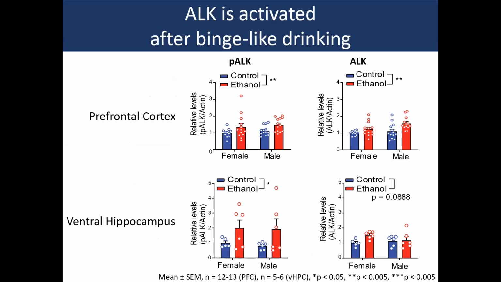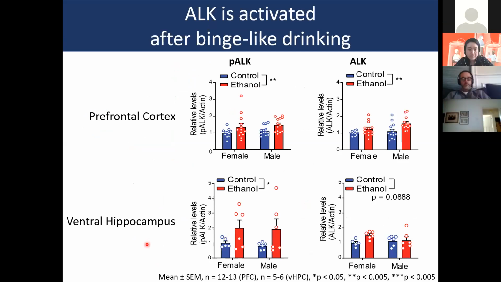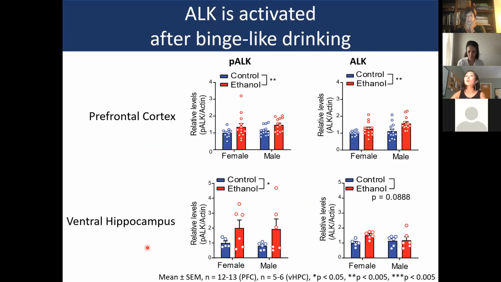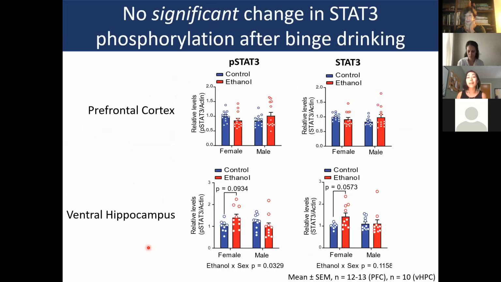One of the first things we did to understand the involvement of the ALK-STAT3 pathway was to look at ALK activation as measured by tyrosine phosphorylation immediately after the final drinking session. By doing so, we observed a significant increase of phosphorylated ALK, both in the prefrontal cortex and in the ventral hippocampus. We next looked at STAT3 activation, again by looking at tyrosine phosphorylation, and unfortunately did not see any statistically significant changes.